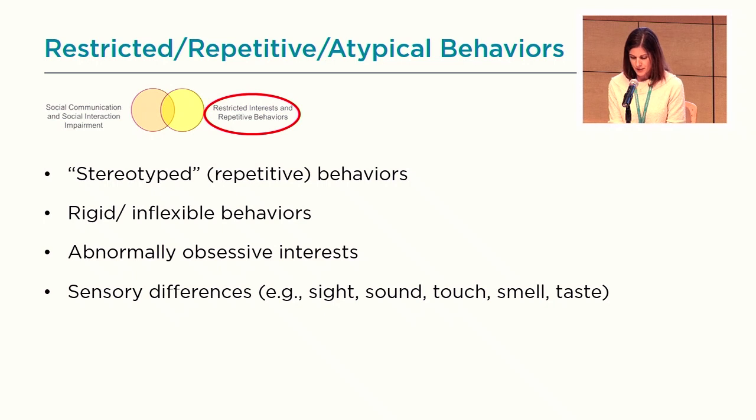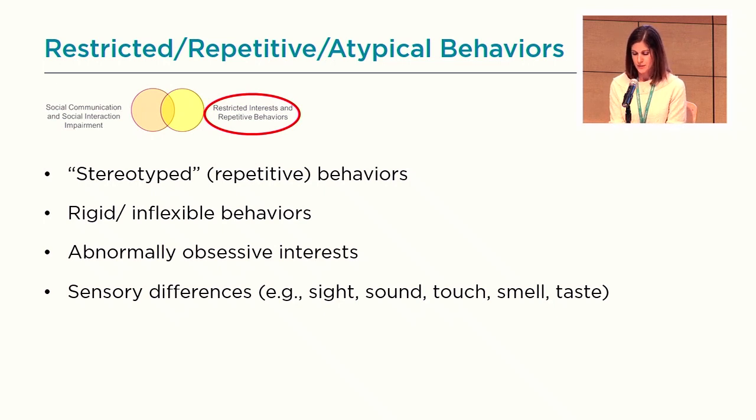And then the second area is having rigidity or inflexible behaviors. This can be children that really need to have a routine, having difficulty with routine changes, difficulty with transitions, having certain things that have to be a certain way in order for their day to go well.